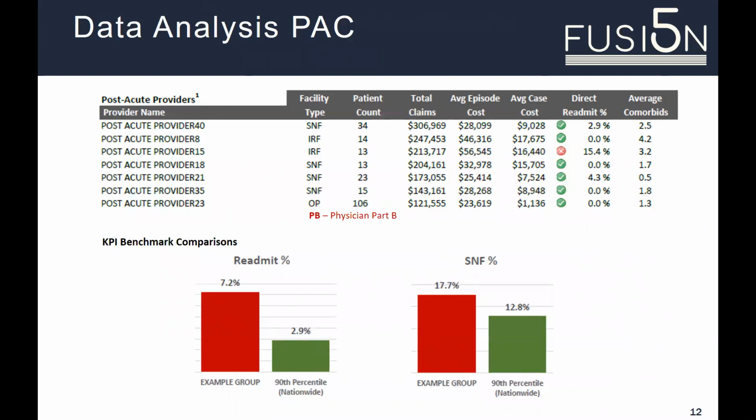Well, you might expect if you were to go to that nursing home, they would say, we have sicker patients. But in fact, SNF 40 had the lower cost at 9K. Their comorbids were 2.5, and SNF 18, which had the higher cost, had much less comorbidity at 1.7. So these are the type of things that data can show us.